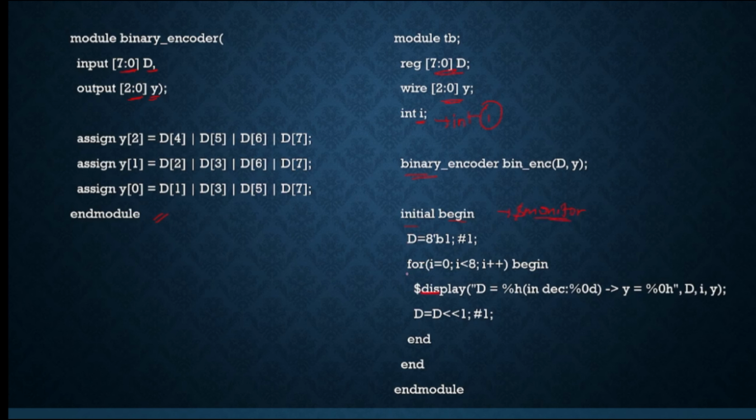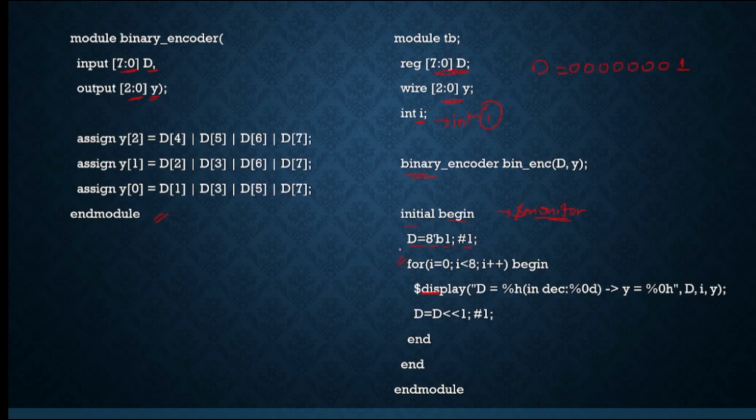Why? Because if you see here, first I am taking d as 8 tick b1. So this is my d value. What is the value that I'm taking? This is 8 tick, so it is of 8 width, 0 0 0 0 0 0 0 1. Okay, this is the width of my d, and this is the value that I'm taking for my d. Now after one time period, hash 1, after one clock unit of time, I'm writing my for loop.